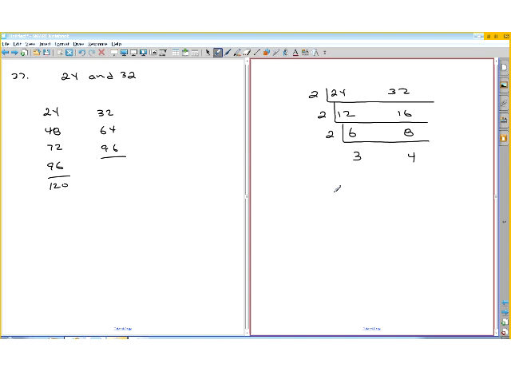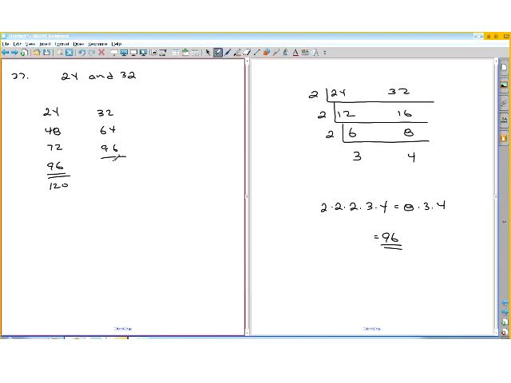Is that right? The product of all prime numbers in steps 2 and 3, as well as all remaining quotients. Okay, yeah. So we do 2 times 2 times 2 times 3 times 4. That's 2 times 2 times 2 is 8. Let's just plug, well, you can plug it in your calculator, but 8 times 3 is 24, times 4 is 96, which is what we got over here.